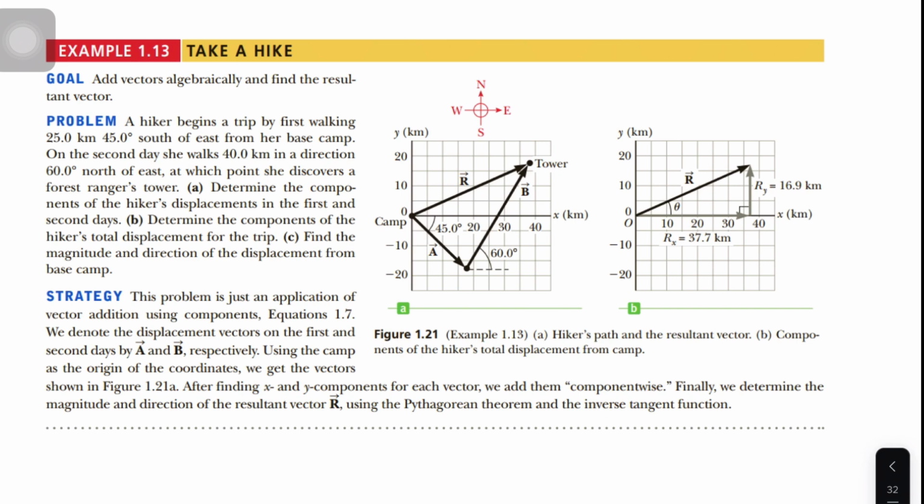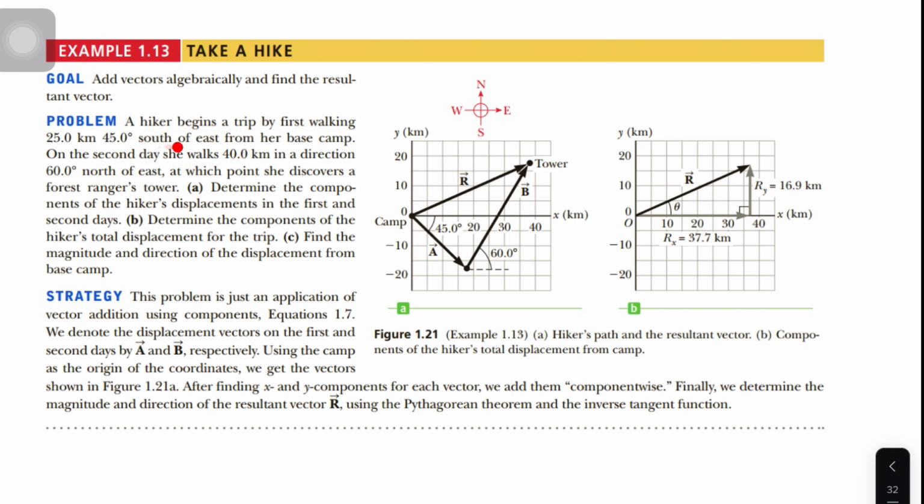Take a look at this. A hiker begins a trip by first walking 25 kilometers 45 degrees south of east from her base camp. On the second day, she walks 40 kilometers in a direction 60 degrees north of east, at which point she discovers a forest ranger's tower. Determine the components of the hiker's displacement in the first and second days. Determine the components of the hiker's total displacement for the trip. And C, find the magnitude and direction of the displacement from the base camp.